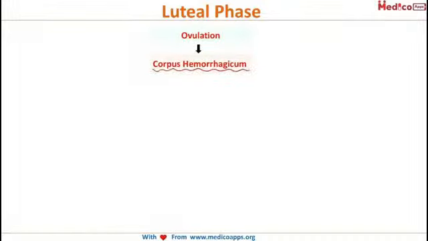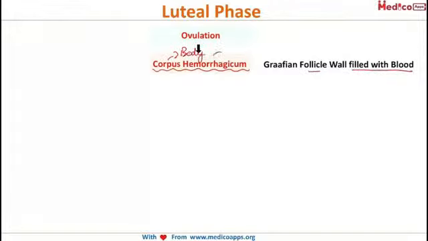Now what is that? It is nothing but a Graafian follicle that is filled with blood. Corpus, we know corpus means body, right? Hemorrhagicum, something related to blood. So a body that is filled with blood, that is Graafian follicle with its wall filled with blood, that is corpus hemorrhagicum. Now this blood forms into clots after some duration.